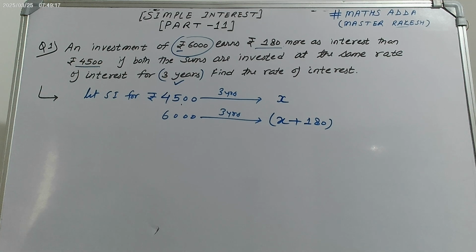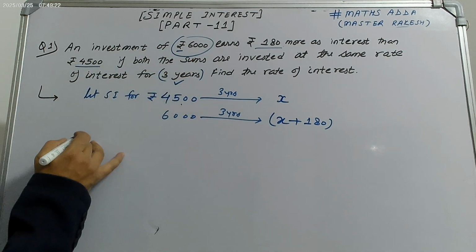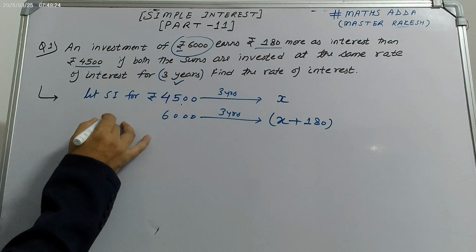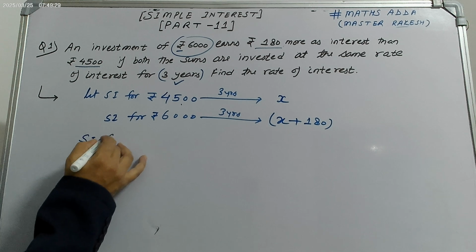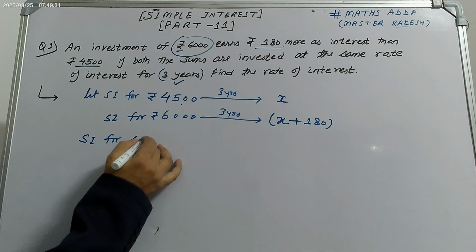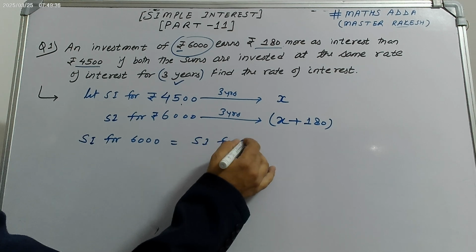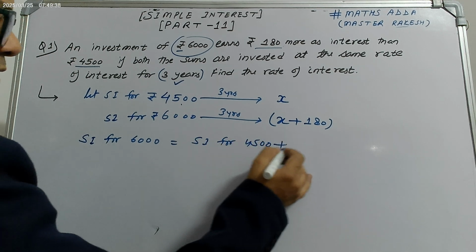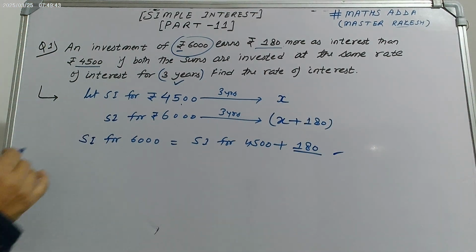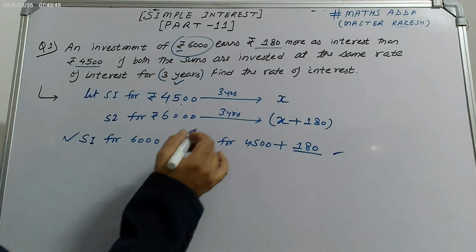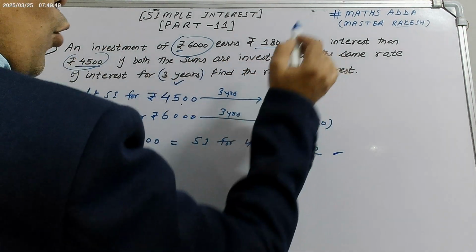So the problem is like this. The statement says SI for rupees 6,000 is equal to SI for rupees 4,500 plus 180 more.